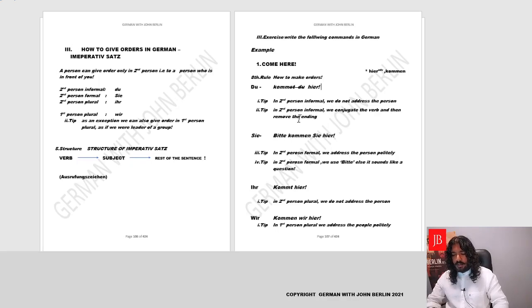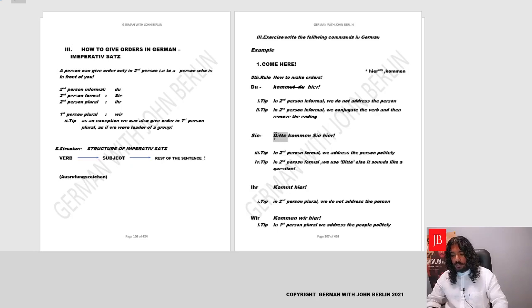Okay, moving on. Let's say we give an order in second person formal, let's say to someone senior to us, or someone we meet the first time, out of respect. So in this, please note that we will address the person politely. That means we will say you come here, and also we can add a bitte to make it sound a little more polite, please. And also it's important to add bitte. Let me show you why.